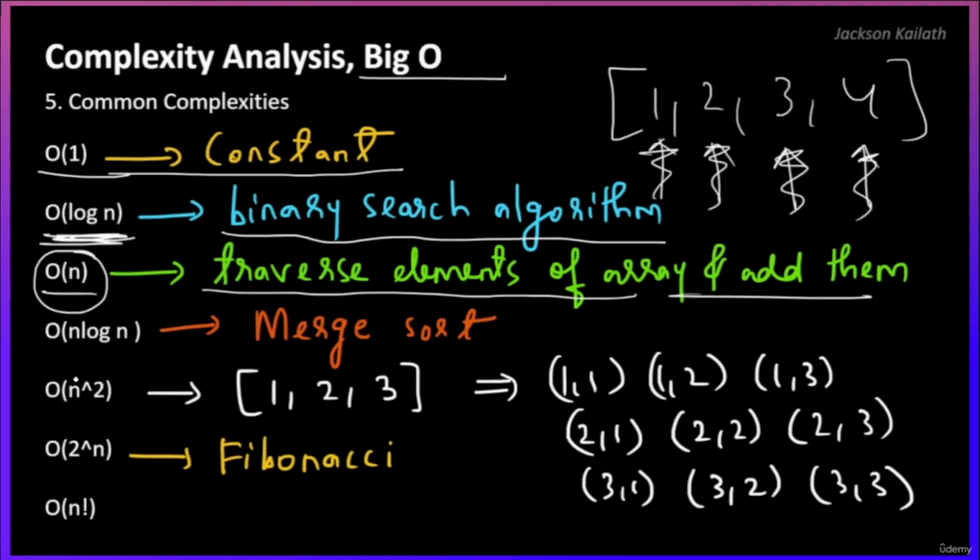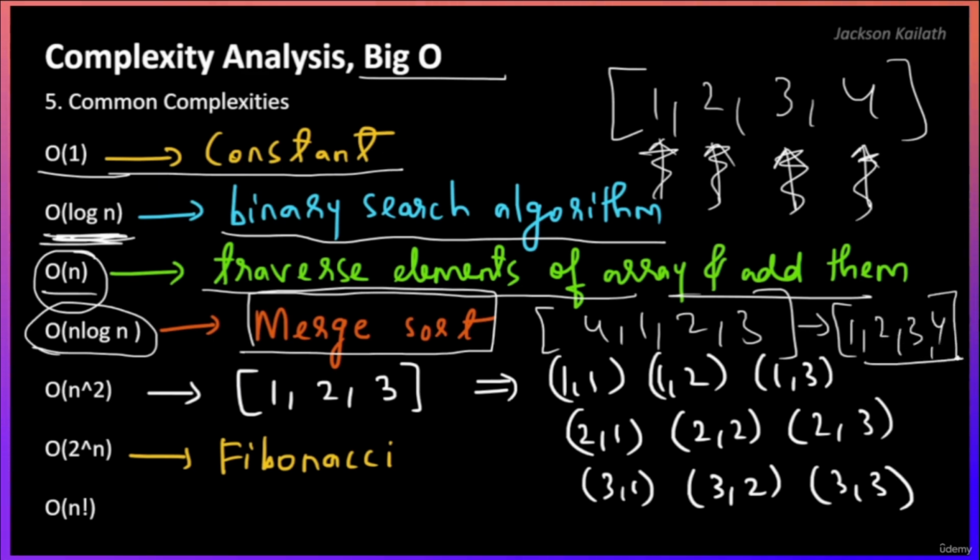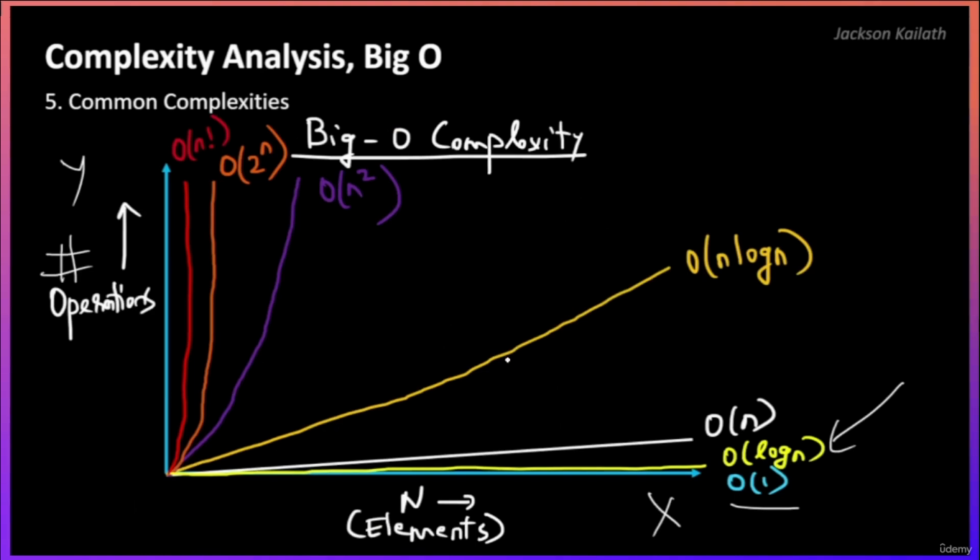And another common time complexity is O of n log n. Now an example for this is the merge sort algorithm. So this is another sorting algorithm where if the elements are given to you something like 4, then you have 1, 2 and 3. So using the merge sort, you can get these elements sorted. You can get 1, 2, 3, 4. Again, don't worry about this over here. We will discuss this in a future video. But the time complexity of this algorithm is O of n log n. And you can see that this looks something like this. So O of n log n is worse than O of n and O of log n, but it's still better than some of these over here.